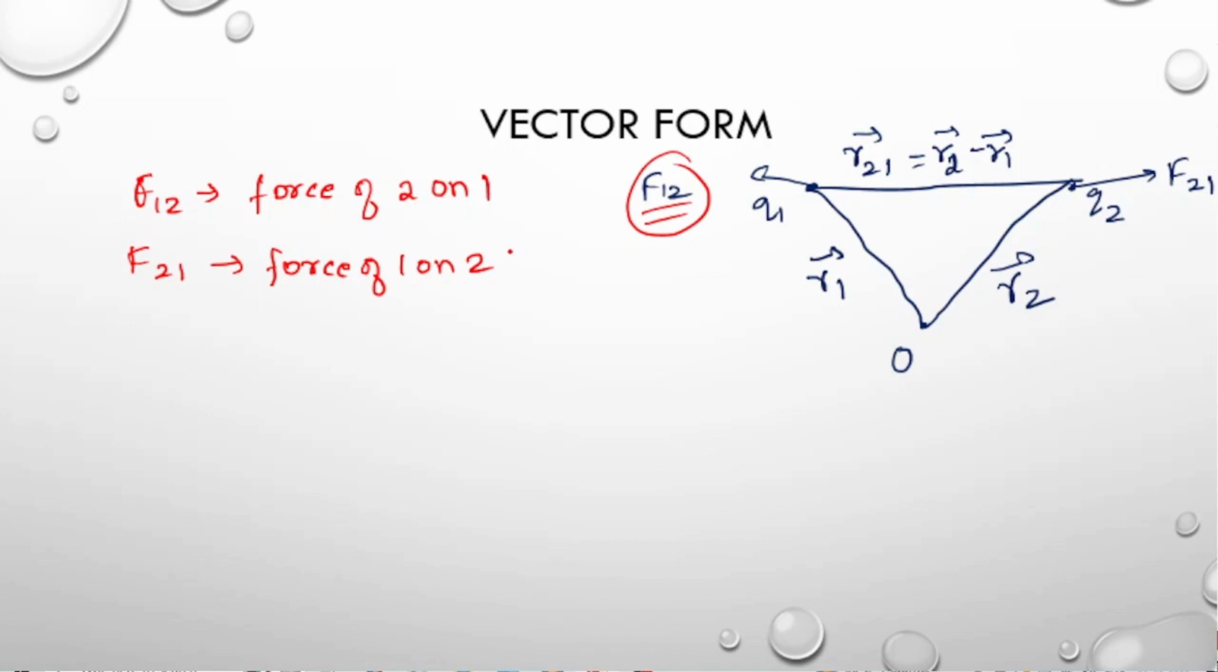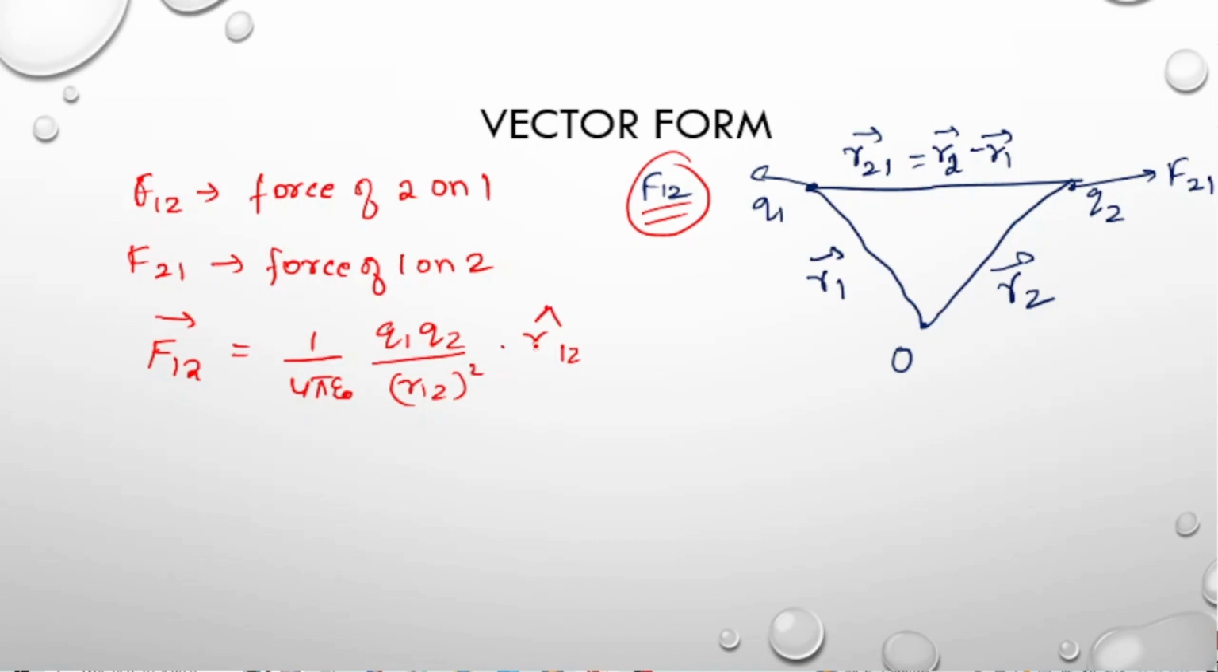Now your F12 vector is equal to 1 by 4 pi epsilon naught. Already we know the value of force, Q1 Q2 by R12 the whole square into R12 cap. To represent in vector form, you should mention the unit vector. F21 is equal to 1 by 4 pi epsilon naught into Q1 Q2 by R21 square into R21 cap.